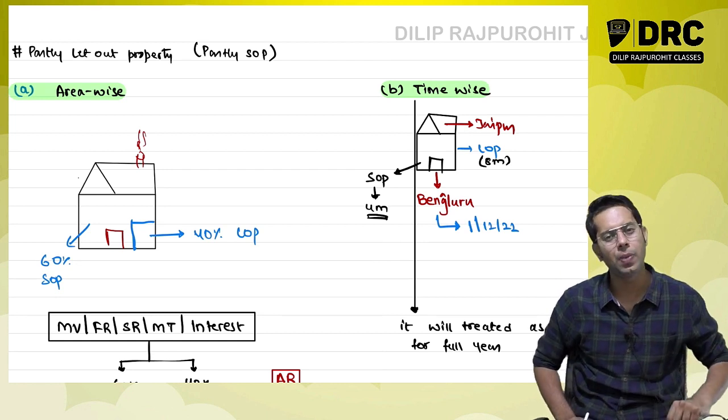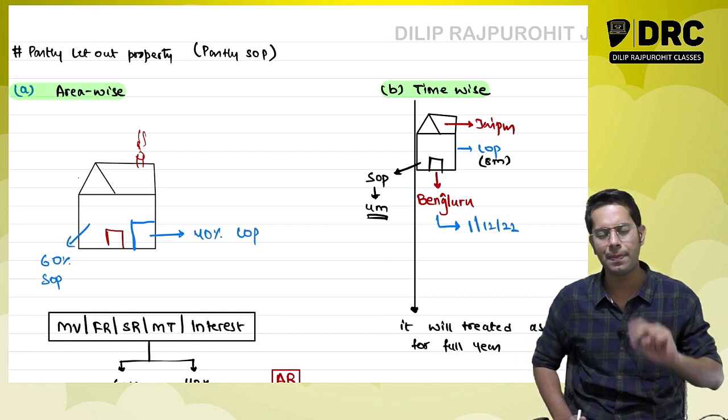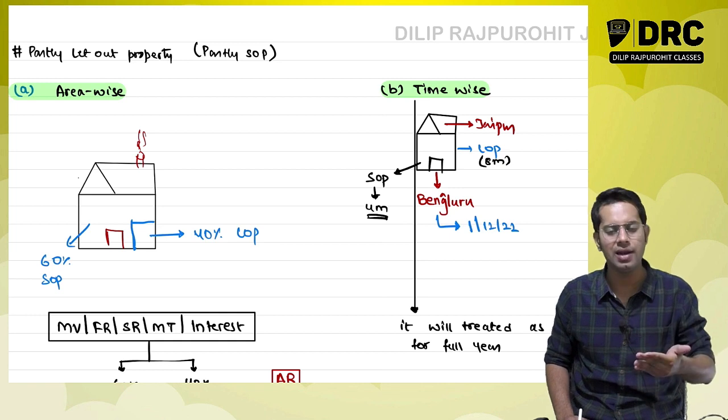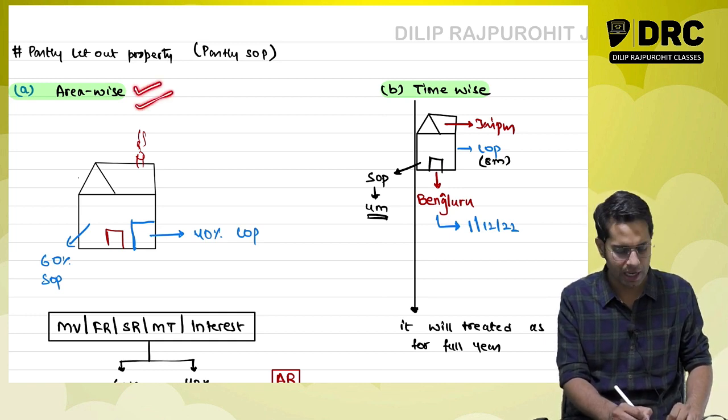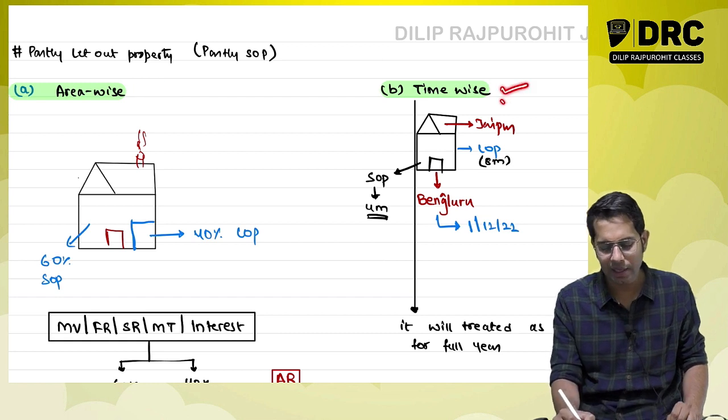Now partly let out property can be of two types. The partly letting out can be in two ways. You are letting out some part of the area, so it can be area wise let out, or it can be time wise let out.